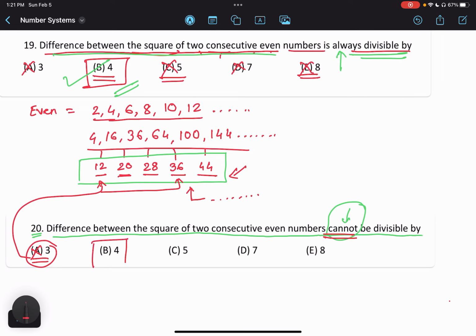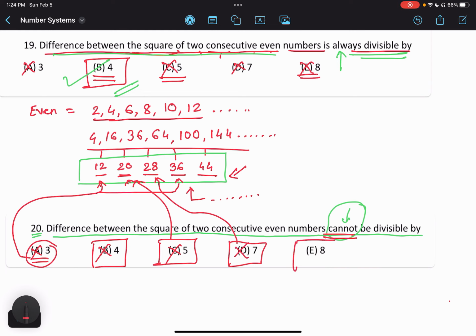If we see option B, which is 4, from question number 19 we already know it is divisible into all of them. So this cannot be our answer. For option C, we have enough evidence as well, as 20 can be divided by 5. So this cannot be our answer either. If we look at option D, then 28 can be divided by 7. So option D is not our answer as well.